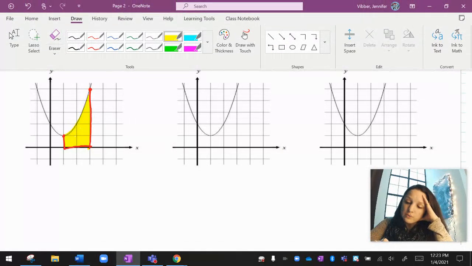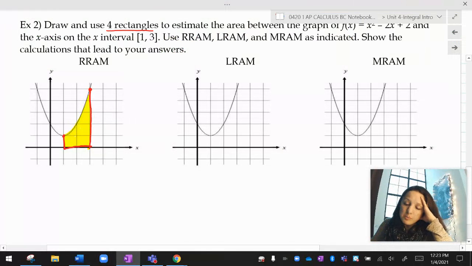All right, so there's the interval from 1 to 3, and I'm supposed to break that into 4 rectangles. Okay, well, that'd be 2 rectangles. And if I split it into 4 subintervals, it would look like that. And if I'm going to use RRAM, I'm going to use the right endpoint of each subinterval to draw my rectangles. Okay, so there are my rectangles. They're a little bit tippy, but that's okay.